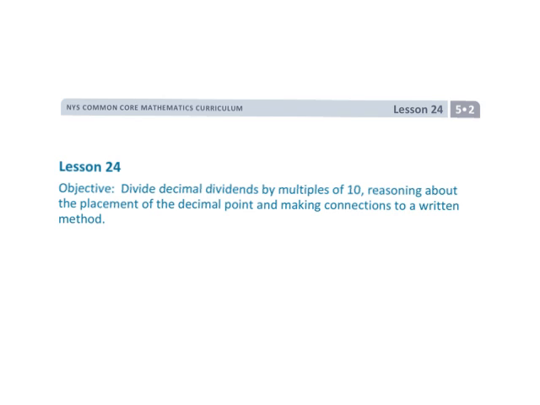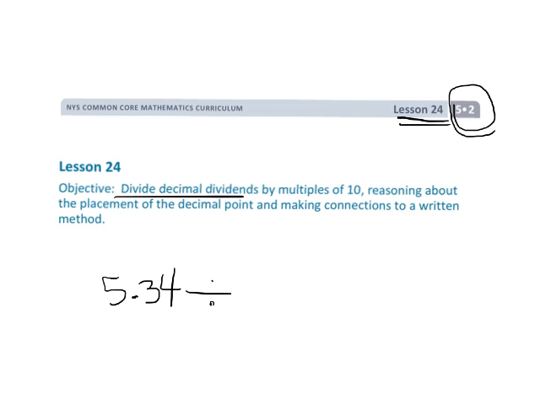Alright, this is Grade 5, Module 2, Lesson 24, where students are going to be dividing decimal dividends, meaning the number that's being divided will have some sort of decimal, and it's going to be divided by some sort of multiple of 10. And then we're going to use number sense, or reasoning, to figure out where that decimal goes. Ultimately, students are going to be learning the standard algorithm.